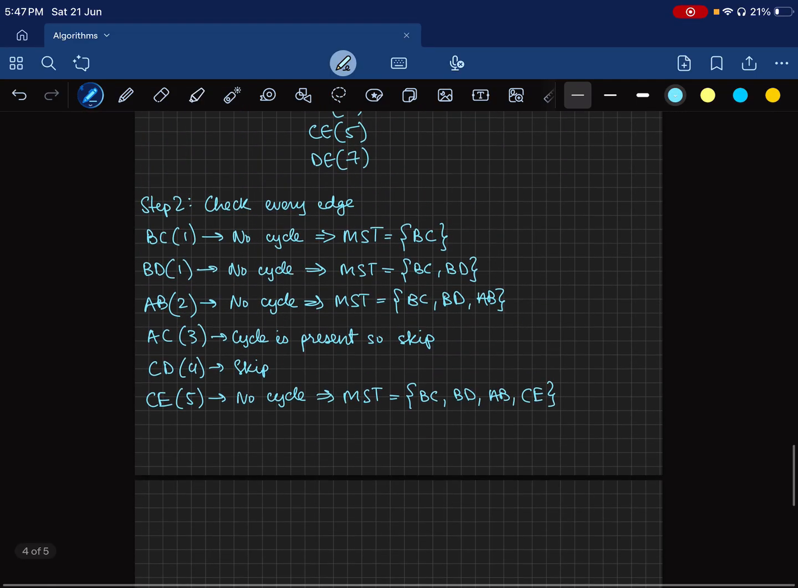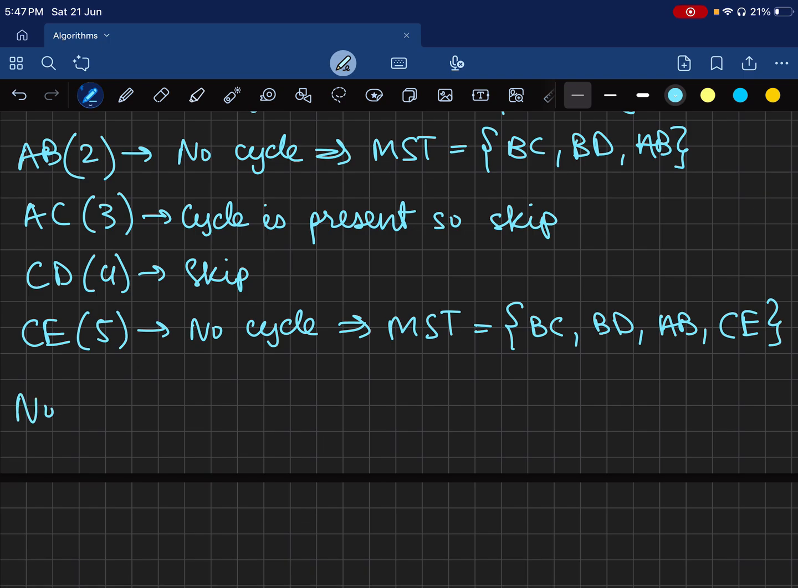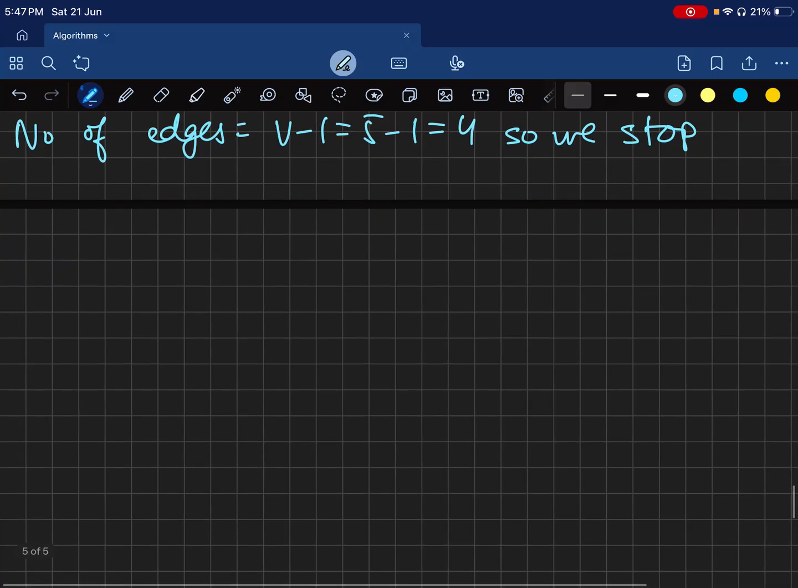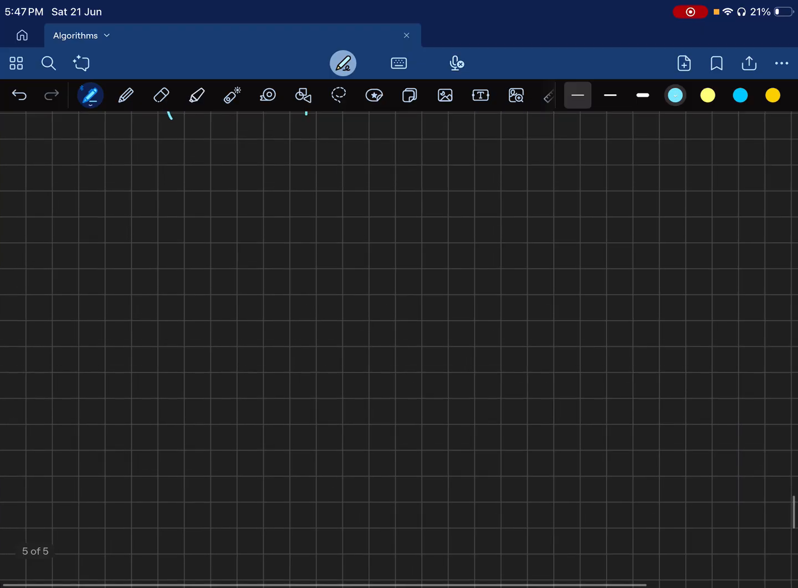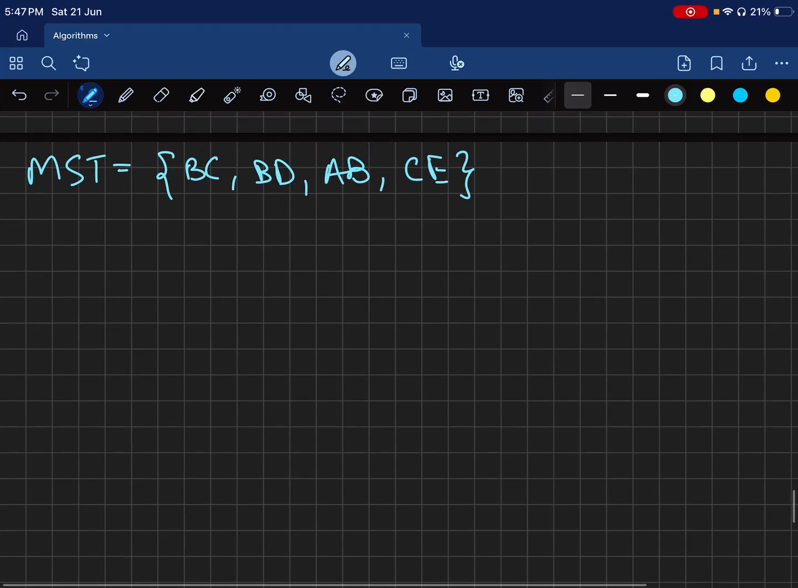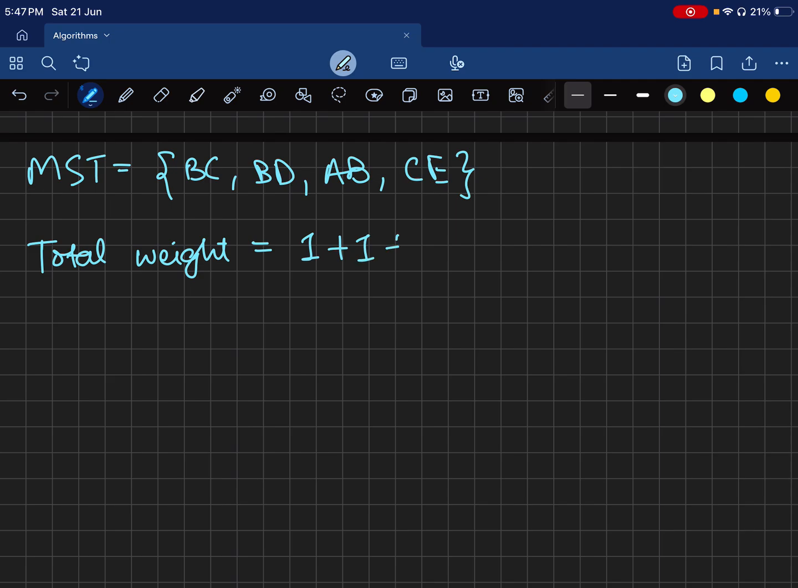And now the number of edges is V minus 1, that is 5 minus 1, so we stop. So what is the MST? The final MST is BC, BD, AB, and CE. Let's take the graph and we'll draw the MST. And let's take the total weight before that: 1 plus 1 plus 2 plus 5, which is 9.